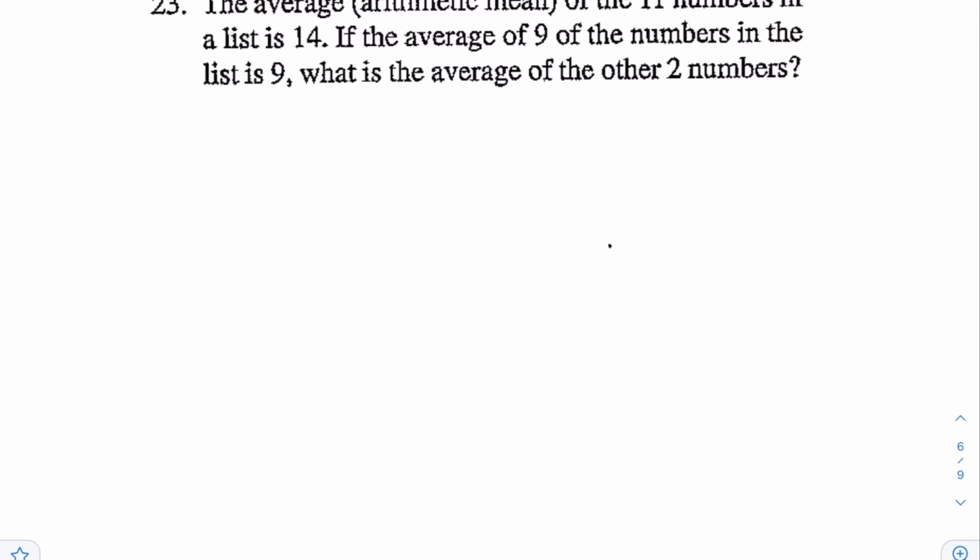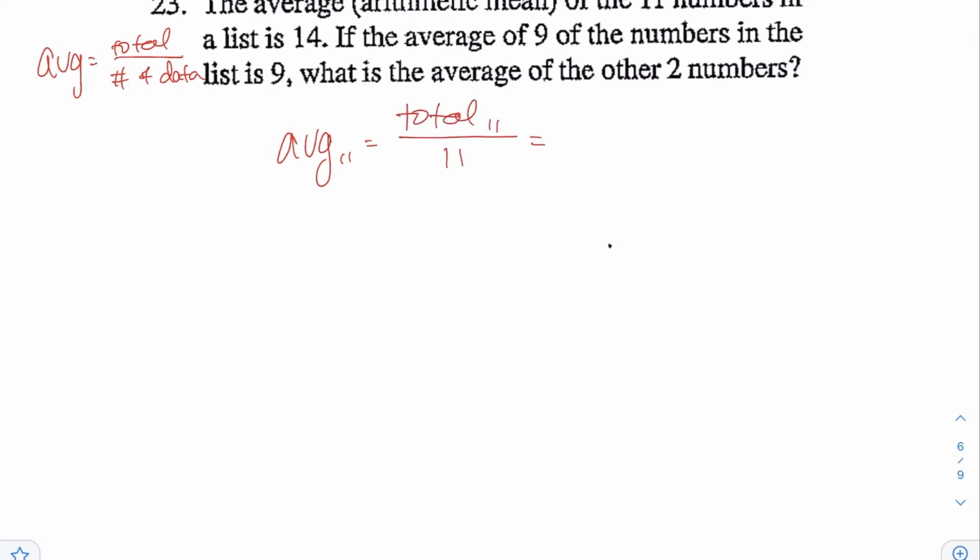Next, for number 23, the average or arithmetic mean of the 11 numbers in the list is 14. If the average of 9 of the numbers in the list is 9, what's the average of the other 2 numbers? So here you have to use the definition of average, which is a total divided by the number of data. So in this case, you have the average of 11 is equal to the total of the 11 numbers divided by 11, and that's equal to 14.